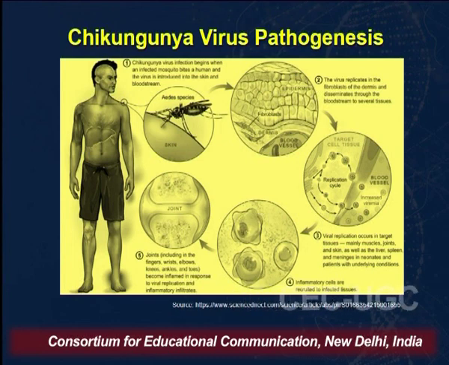Now, this image shows the chikungunya virus pathogenesis, how exactly the mosquito bites and transfers the virus from its proboscis into the host system, and then the virus enters the cell with the help of the surface proteins and the receptors present in the host cells, and then the infection and further development takes place within the host system.